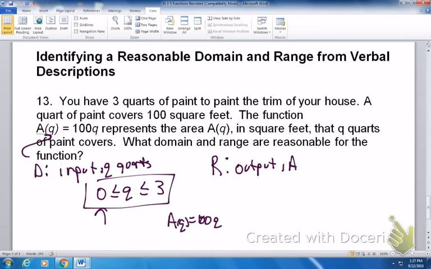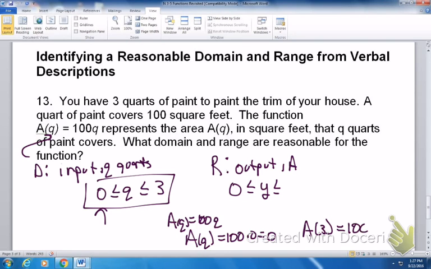Well, I know the fewest number of quarts I can have is 0. Well, A of Q will equal 100 times 0, which is 0. So the smallest amount we can have is 0. Now that's going to be less than or equal to Y, which is less than or equal to the most we can use. In this case, it's A of 3, which is 100 times 3, which equals 300 square feet. So the most we can get is 300.